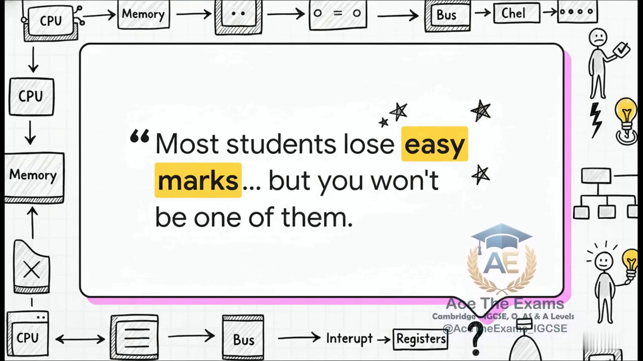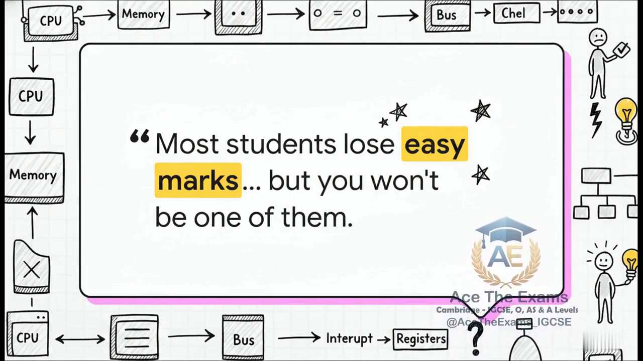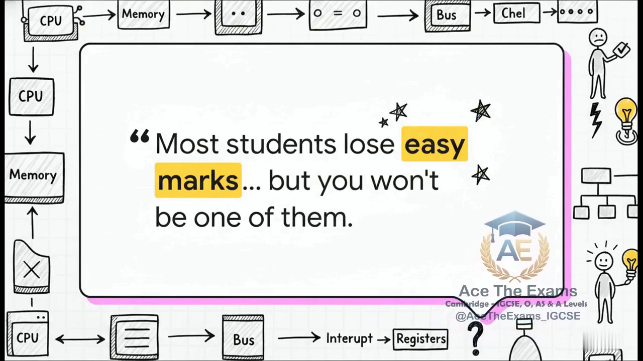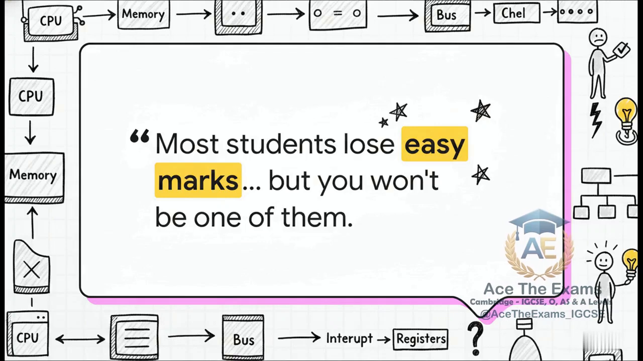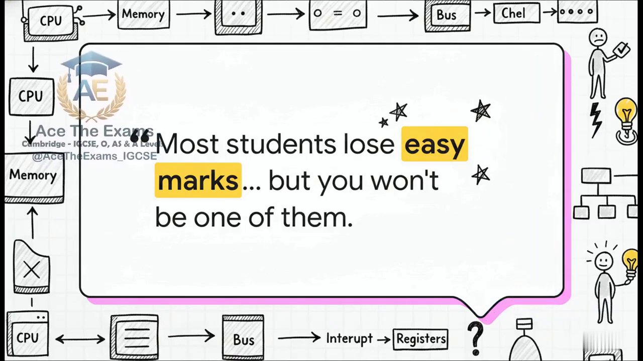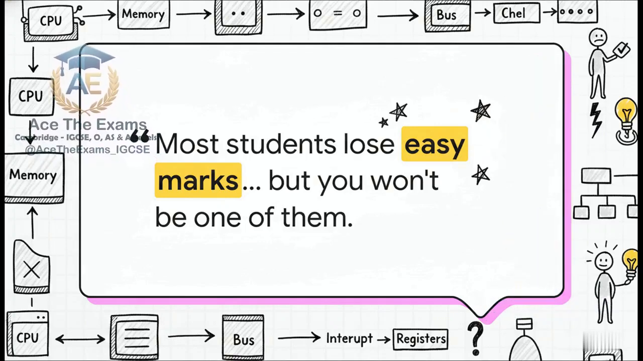To set the scene, let's look at a real Cambridge computer science past paper question. Specifically, we're pulling from a classic 9713 style scenario. The question asks, describe the sequence of events that occurs when a hardware interrupt is received during the fetch-execute cycle.